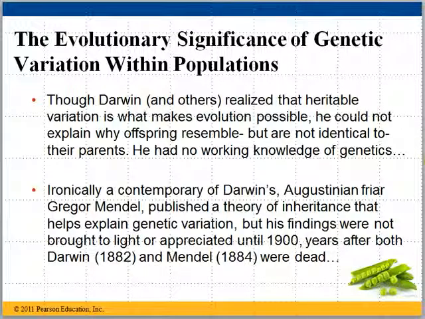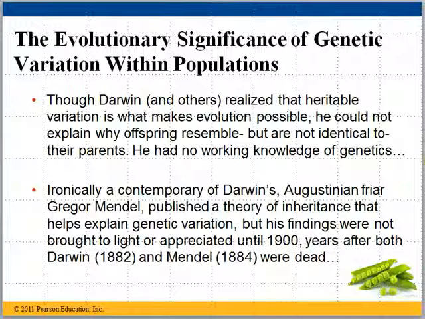Finally, let's look ahead to our next chapter. So next chapter is all about genetics, or a little bit about genetics. Even though Charles Darwin and some of the other scientists of his day realized that variation and heritability is what makes evolution possible, they couldn't really explain why offspring are oftentimes a lot like their parents, but not exact copies.